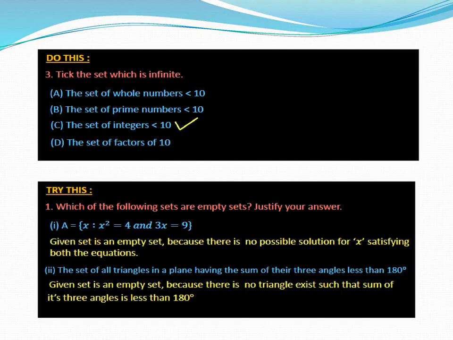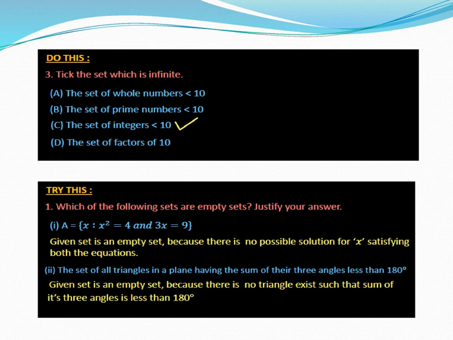Now we will solve Try This, problem 1. Which of the following sets are empty sets? Justify your answer. First one, A equals x is an element of A such that x square equals 4 and 3x equals 9. Here the given set is an empty set because there is no possible solution for x satisfying both equations. There is no common element. So the given set is an empty set.